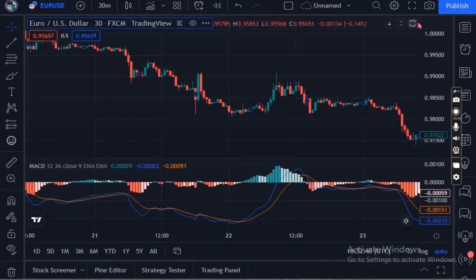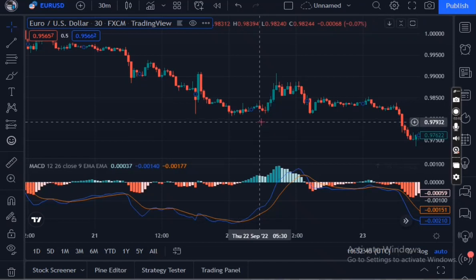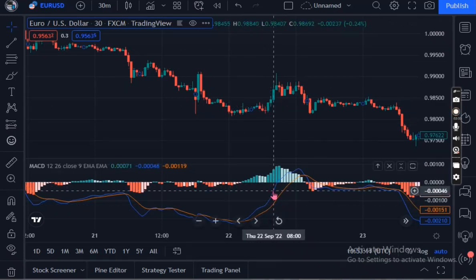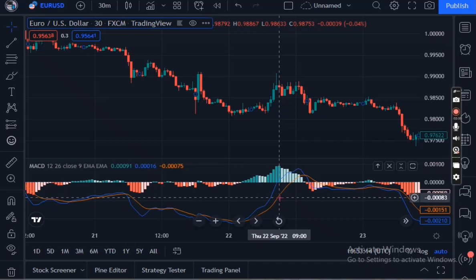Before we even get into it, I want us to understand the whole indicator, how it works, and what the indicator signifies. This video is different because I'm trying to break everything into smaller bits so everybody can understand. The blue line is the MACD line. The orange line is the signal line, and this here is the histogram.